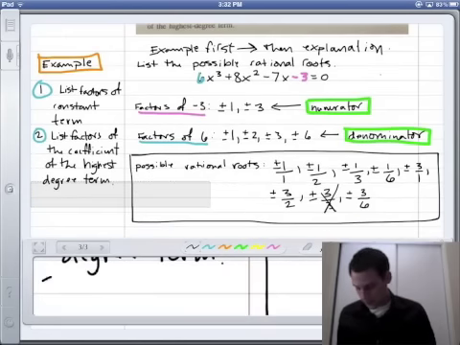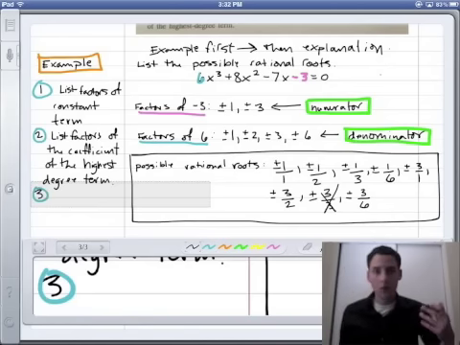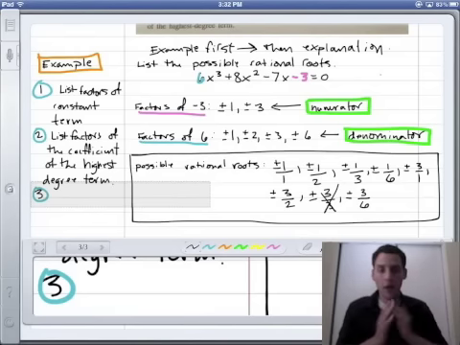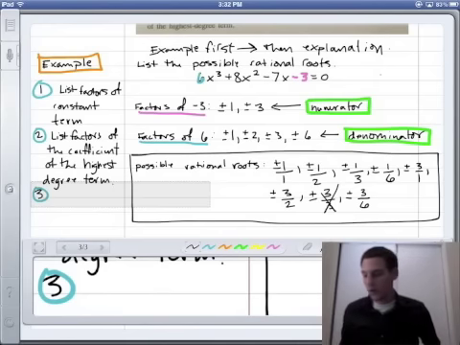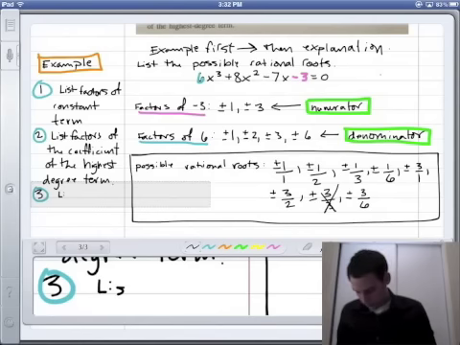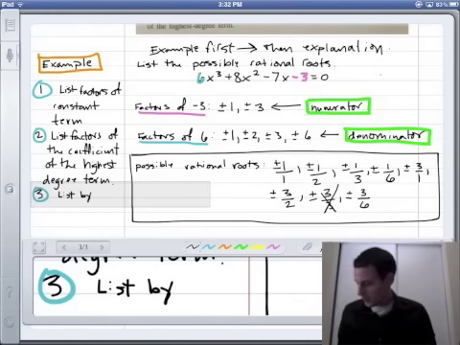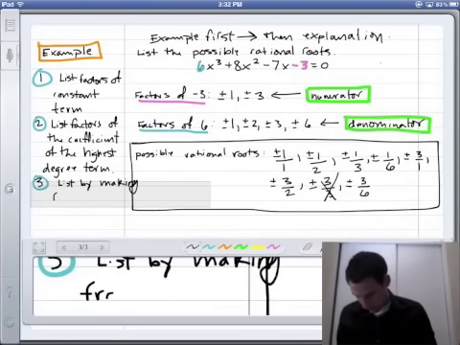And then the last thing, step 3, is to make a list of possible rational roots by taking that constant factors as a numerator and the coefficient of the highest degree term as the denominator in all possible combinations. So, I'm just going to shorten it up, list by making fractions.